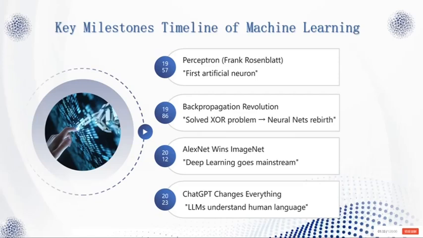In 2012, AlexNet wins ImageNet. Deep learning goes mainstream. In 2023, ChatGPT changes everything. Large language models understand human language. ChatGPT chats like your BFF. This tech evolved faster than TikTok trends.